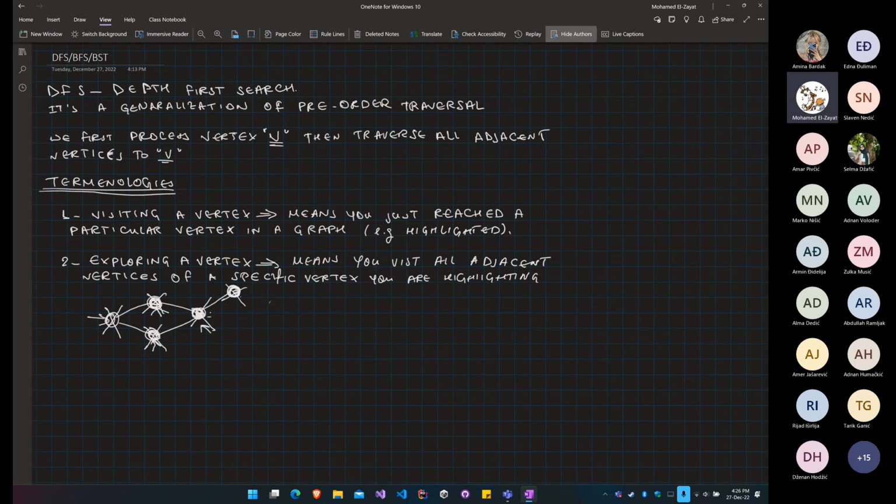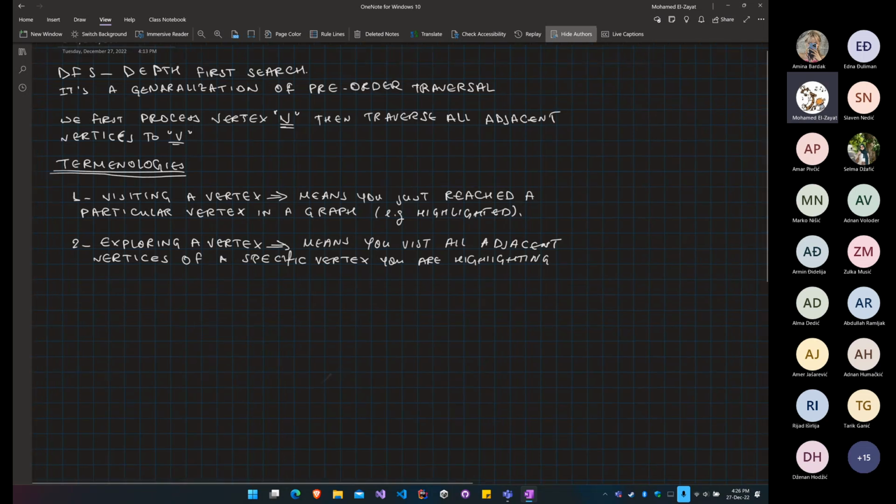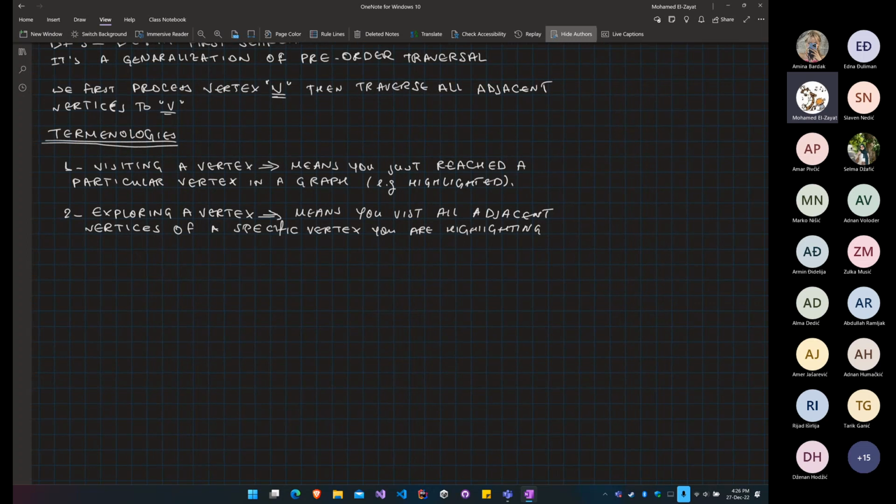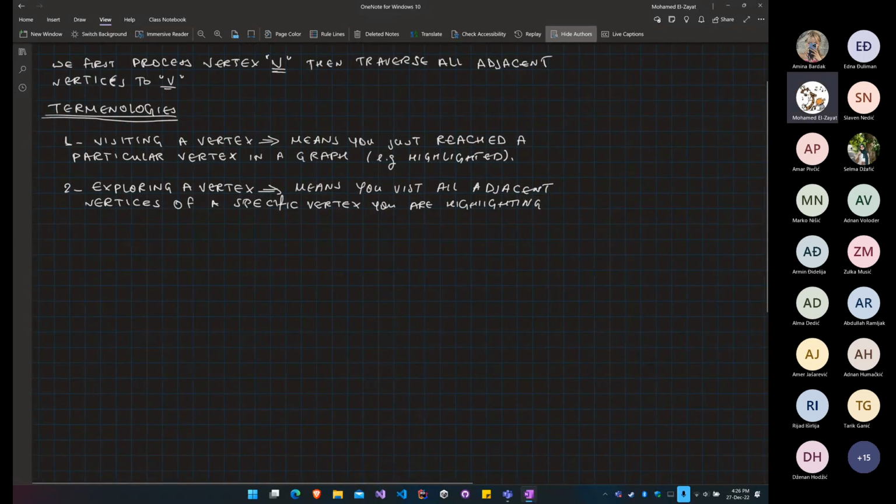Yes. Okay. So this is very important to understand, the difference between exploration and visiting, because usually we rely on this when we are working with the algorithms in general.